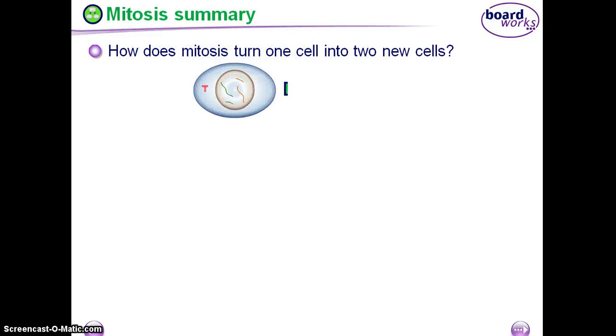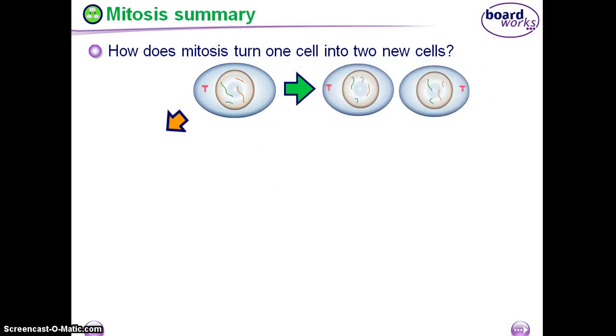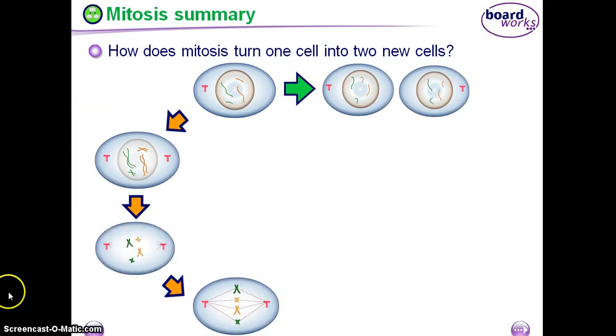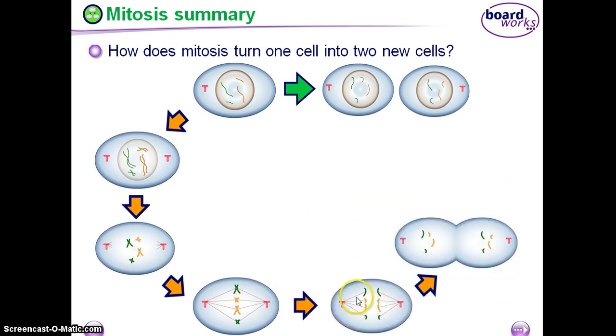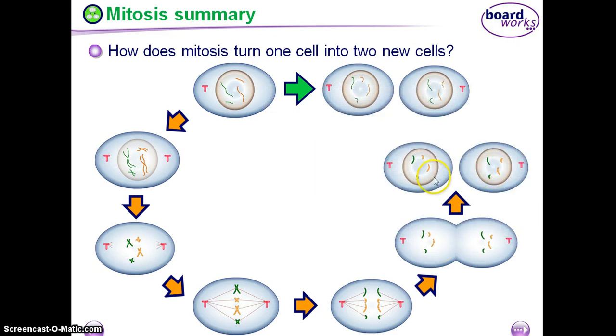Okay? And again, this is just another visual representation. You go from one cell to two. How it does it is it copies the DNA, chromosomes line up in the middle. Anaphase, they get pulled apart. Telophase, you start to see two cells. And then cytokinesis cuts the two cells, and so we get the two identical cells.